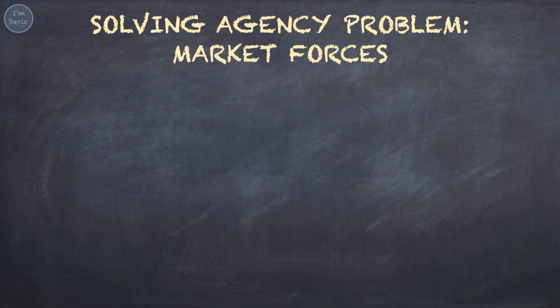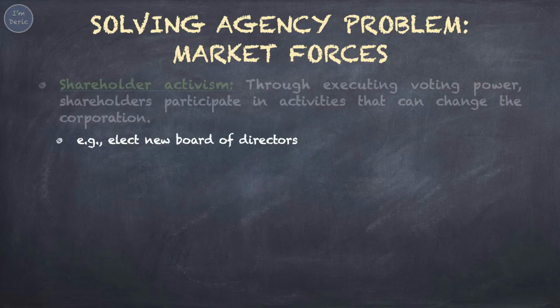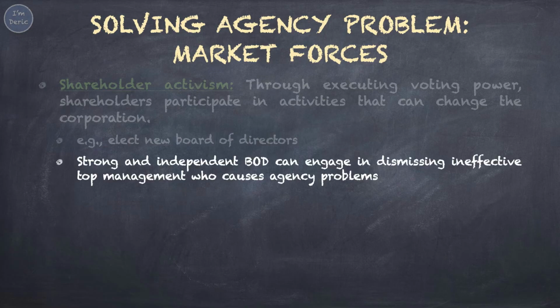The second method to solve agency problem is by market forces. Shareholder activism. Through executing voting power, shareholders participate in activities that can change the corporation. For example, if the shareholders are not satisfied with the performance of the existing management, they can elect new board of directors during annual general meeting. Strong and independent BOD can engage in dismissing ineffective top management who causes agency problems. BOD can also replace poorly performing managers.